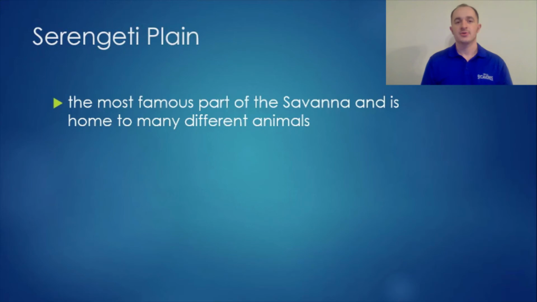So our next vocab word is that of the Serengeti Plain. So we talked about this earlier with savannas. This is the most famous part of the savanna and is home to many different animals.